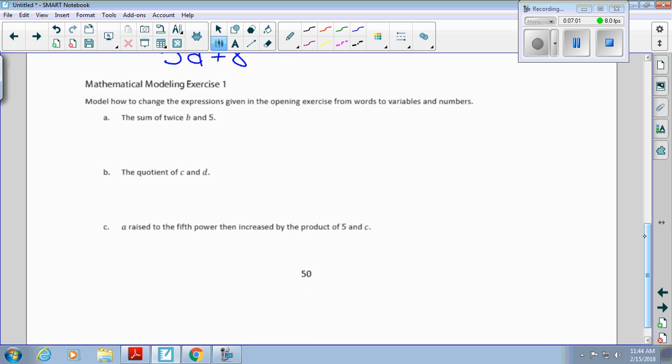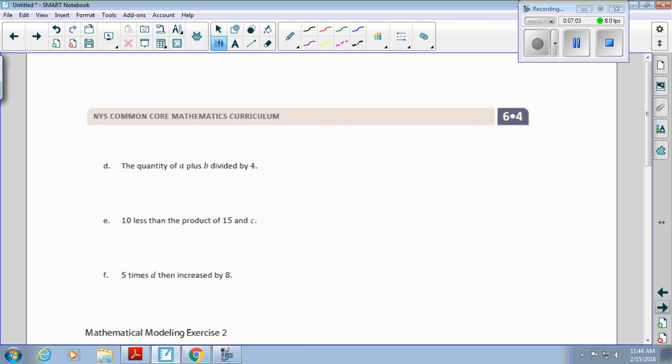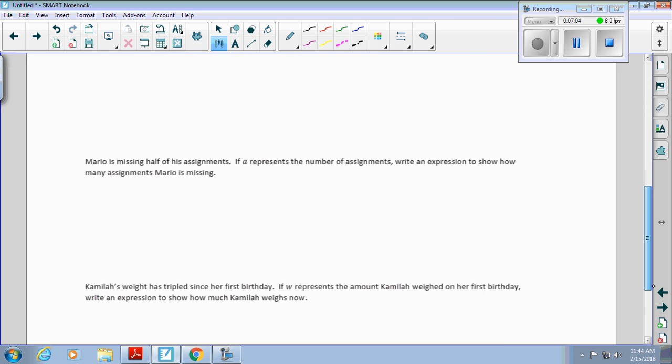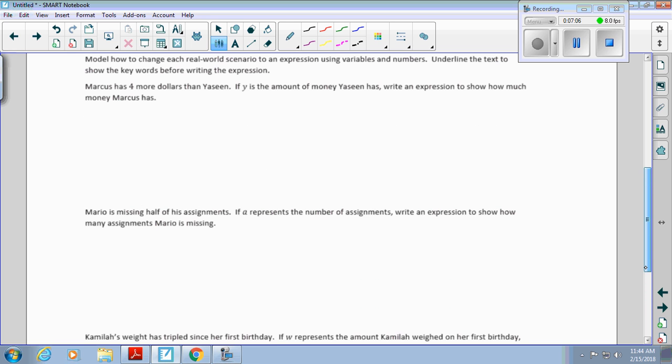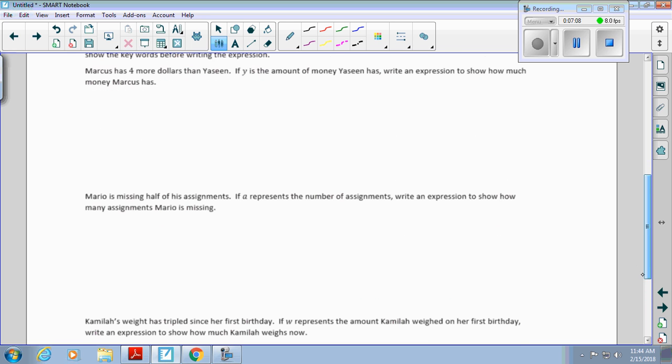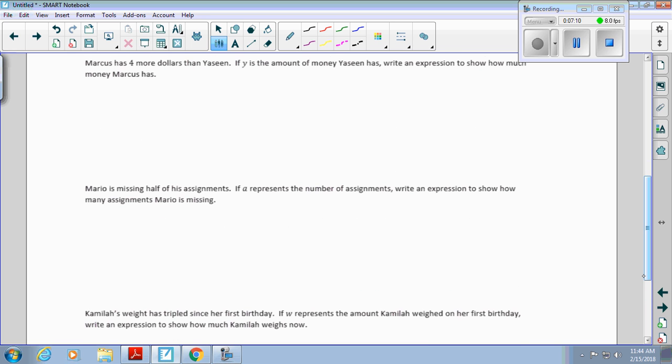So we're going to skip a lot of this stuff because it's the same set of problems. So if you guys could go to the bottom of page 51, we are going to practice with some word problems, okay? I'm not going to draw the models. I don't think you need that. All right, so we have Marcus, and he has $4 more than Yassine.